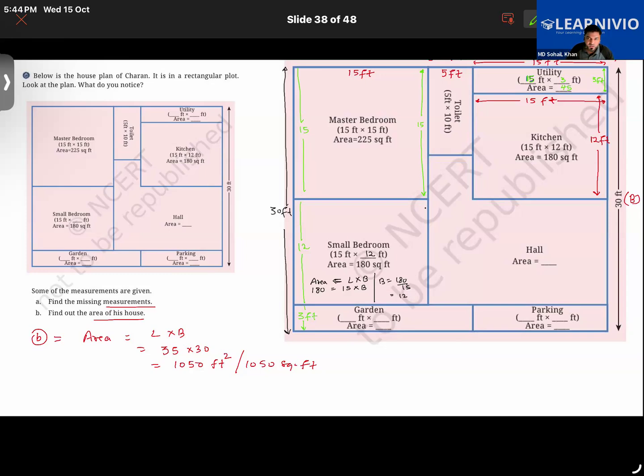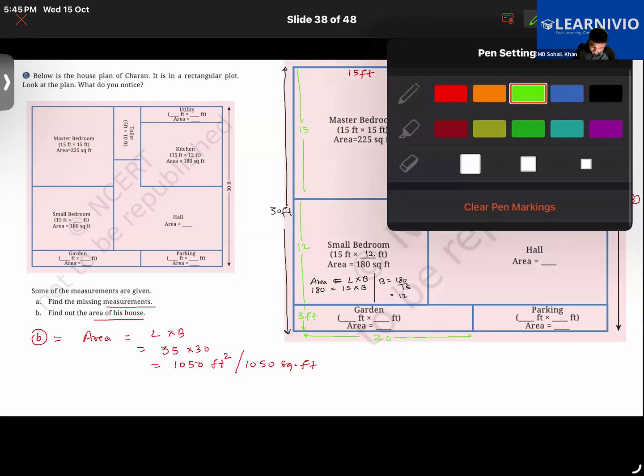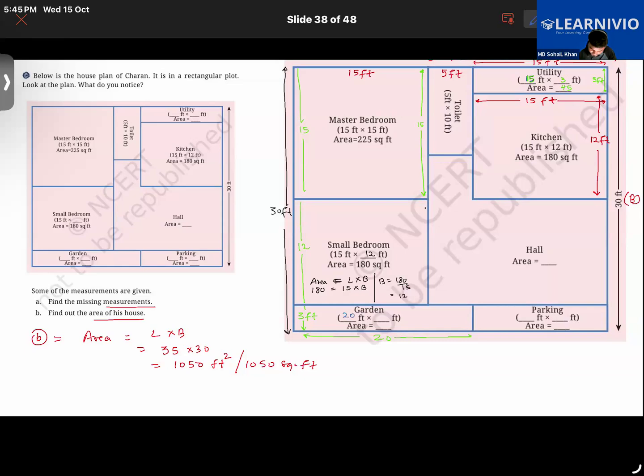Good. Now once again, look at the length of this garden here. Look at this much of length and compare it with this much of length here. Are they the same or not? This entire 15 feet plus 5 feet. Same. So that will be 20. Very good. So thereby for the garden also we have got it. That's going to be 20 multiplied by 3, and the area is going to be 60.